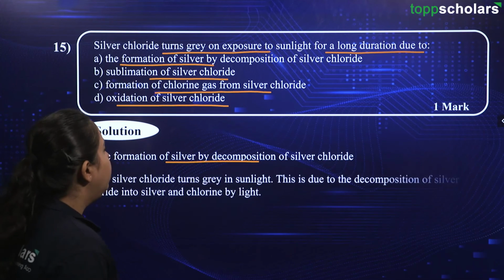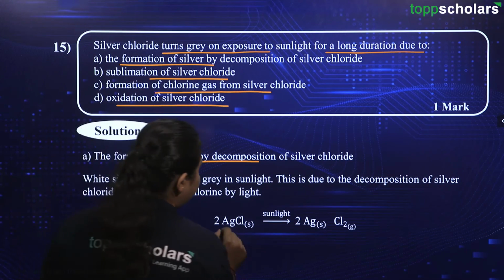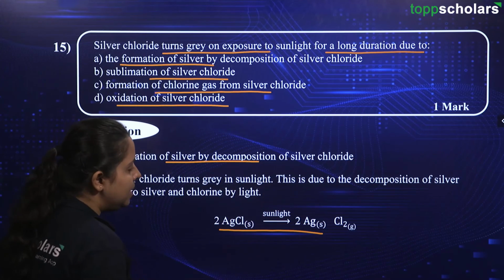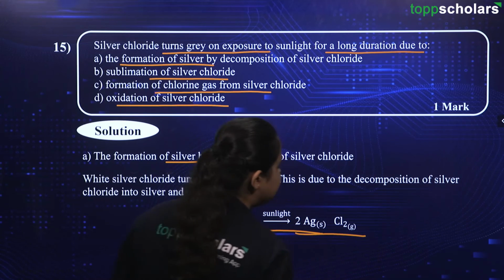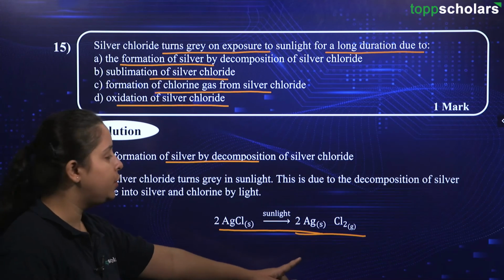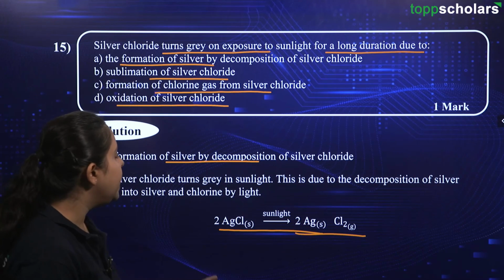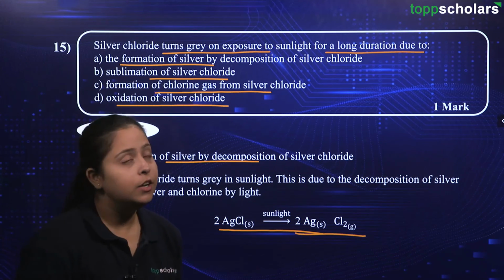We are already provided with the chemical reaction. Let us have the chemical equation. It says that AgCl when in presence of sunlight gives us Ag and Cl2. That is, silver is produced and chlorine gas is also liberated. That means this is a decomposition type of reaction.